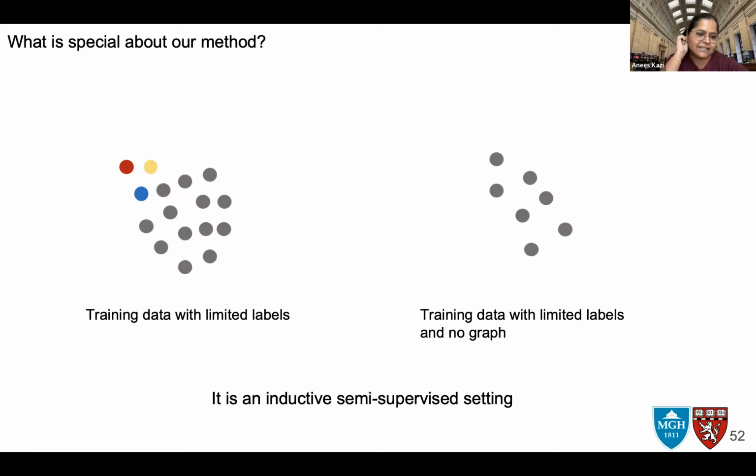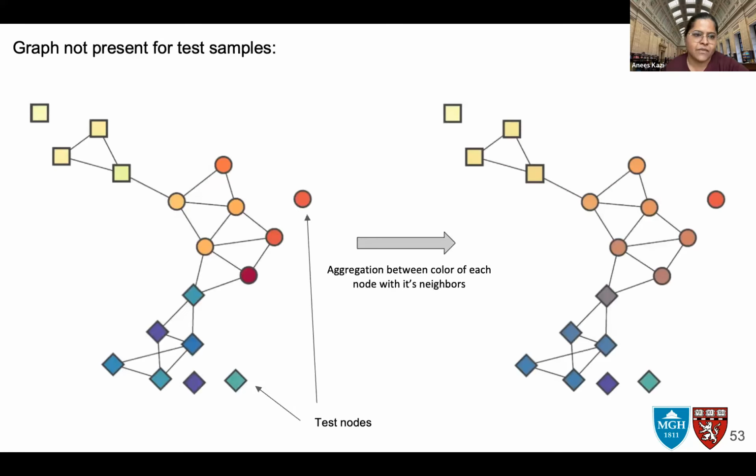So it is an inductive and semi-supervised setting. So what happens if the graph is not present for the test sample? This is just a very simple pictorial example of it. Let us say that these two nodes are your test nodes, and you are sending this graph, which is only limited to training samples, to any GCN network. And it learns the representation based on the neighborhood of each node.